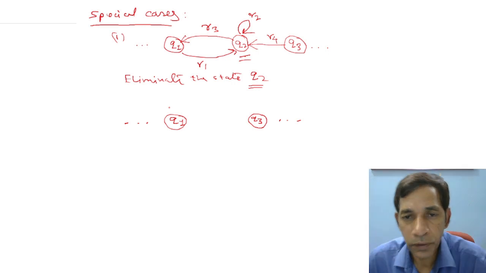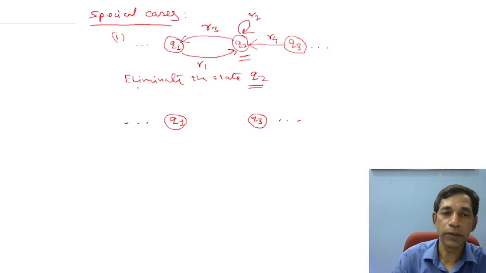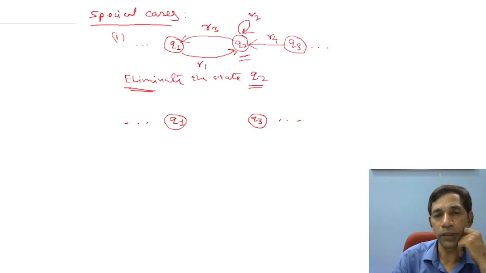So from Q1, Q2, what is the target? Our target is to remove the state Q2. So what is the regular expression you are going to obtain? What is the resulting transition graph you are going to obtain whenever you remove this state Q2? Here you see that in Q2, some states are incoming, some states are outgoing also.